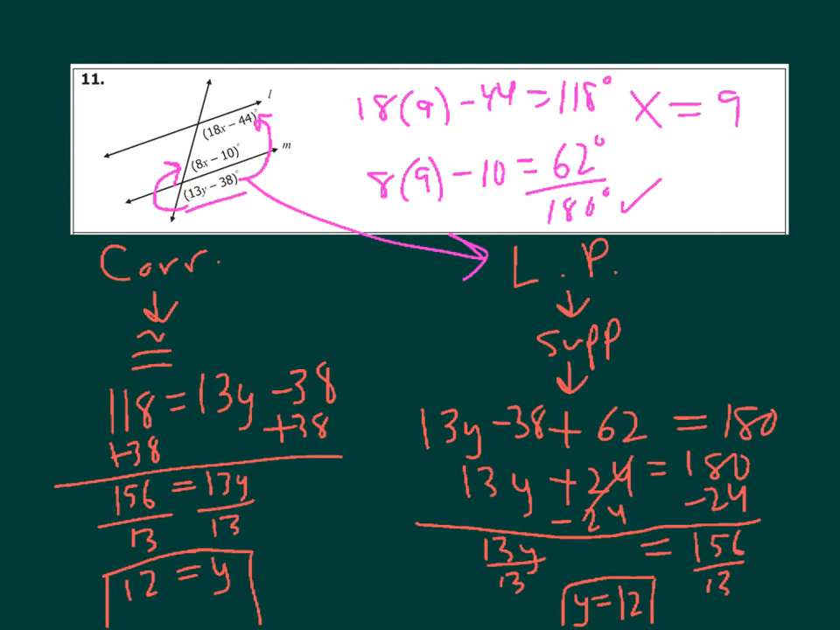Or, if we follow along with the concept of the 18x minus 44 in this, they are a corresponding pair. So I just want to circle that. These guys are corresponding. So if I follow the corresponding yellow brick road here, corresponding implies congruency, which means that they're equal. And this 18x minus 44 was worth 118 degrees after I substituted the value of x in. So 13y minus 38 equals the 118 degrees. Follow the algebra down, and what do I get? A y of 12. So either way, I'm going to get a y of 12 and an x of 9. So those are my two answers.